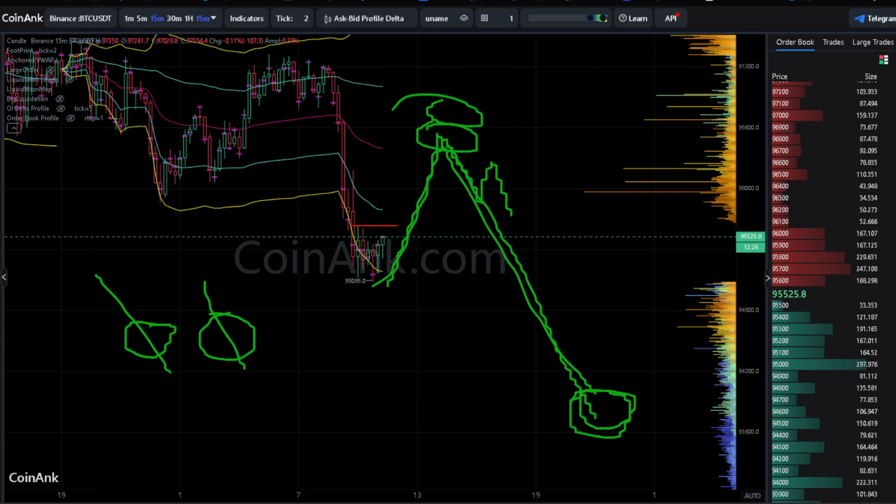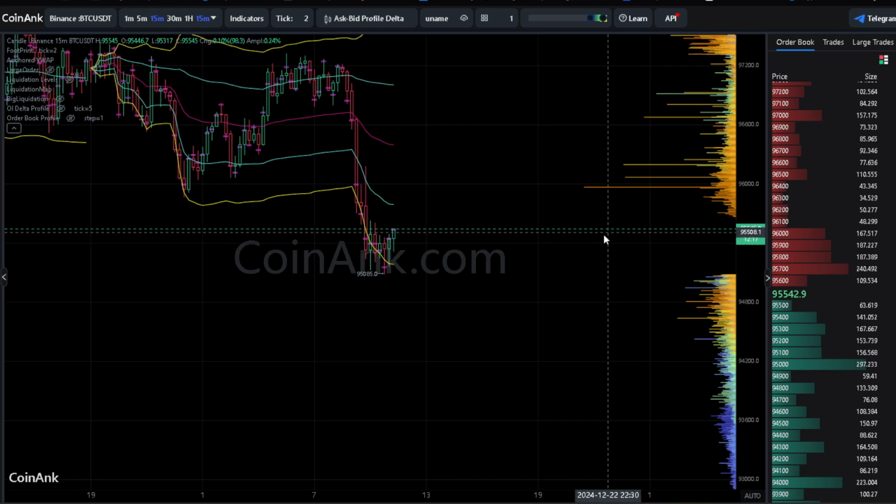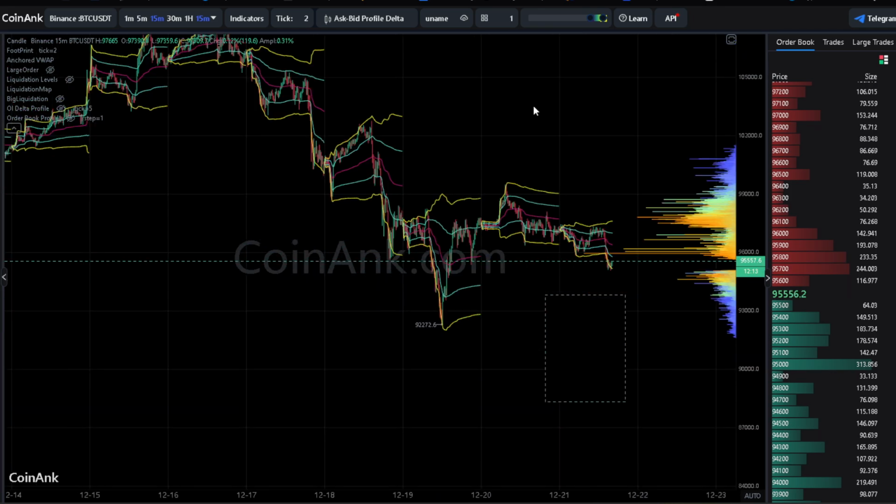One issue with this program is I draw and I can't press the undo button. It's pretty annoying. Oh, that's been there the whole time and I didn't know that. Okay, yeah, I'm dumb.